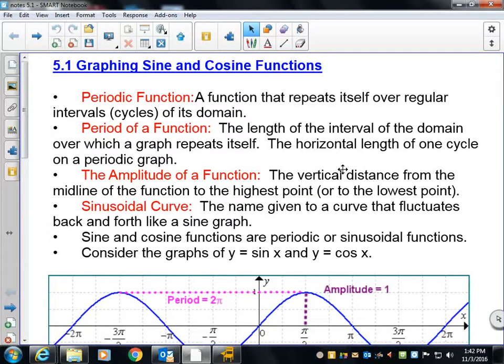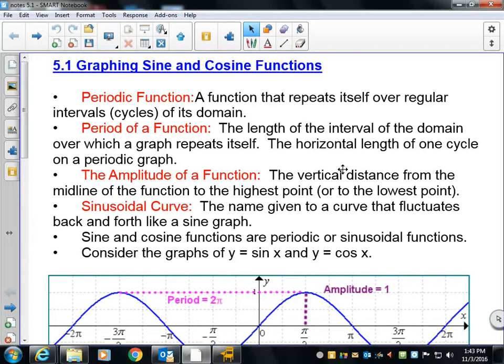starts at 0, goes up to 1, down to 0, down to -1, up to 0, up to 1, down to 0, down to -1. It goes 0, 1, 0, -1, 0, 1, 0, -1. It just pops up and down. Okay? That's sine.